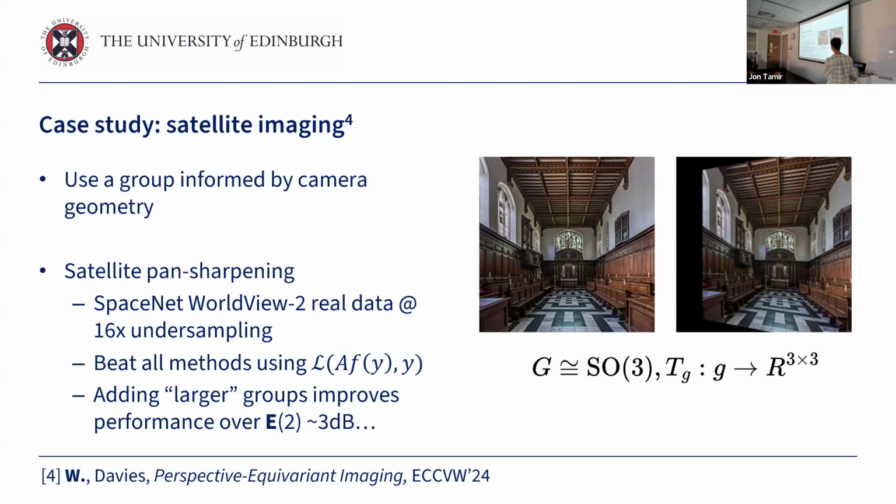So here we're just working on the satellite imaging problem that I showed in the third slide. We're doing 16 times undersampling of the measurement, so a very challenging problem. And yeah, by adding these larger groups, so not SO(2) anymore, because it's 3D rotations, we're improving the performance when we're doing the learning.